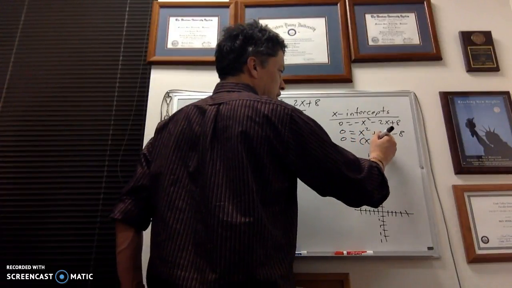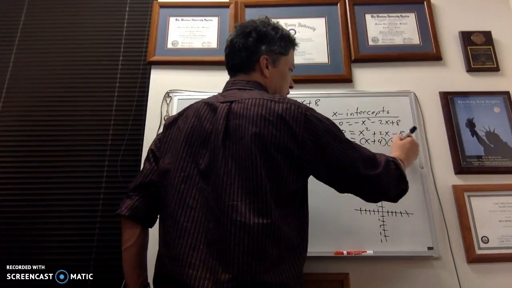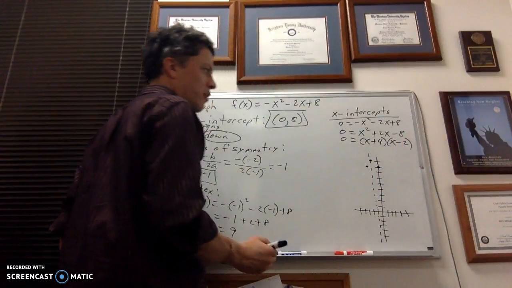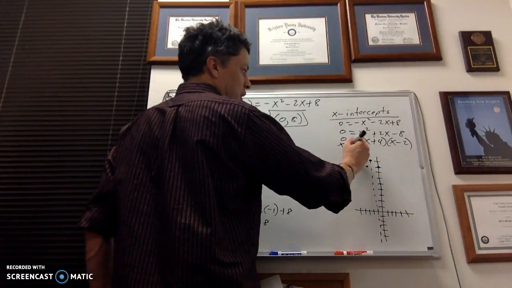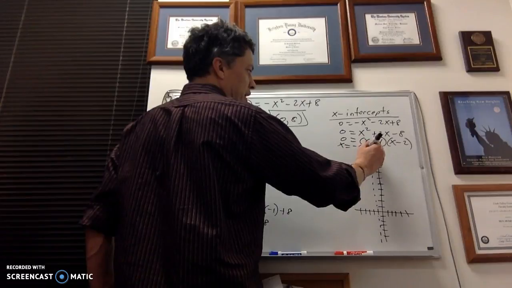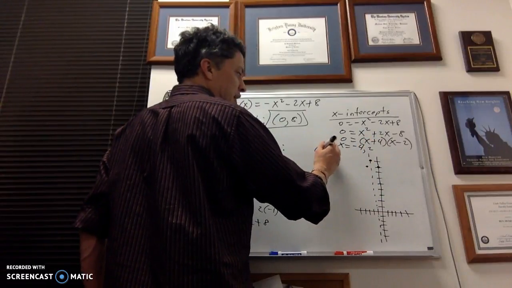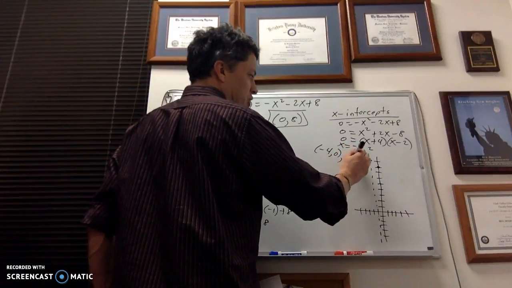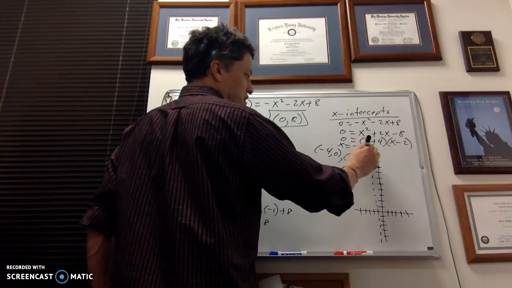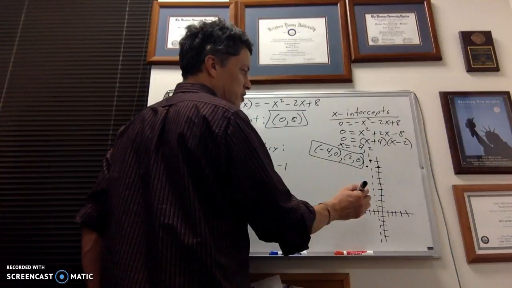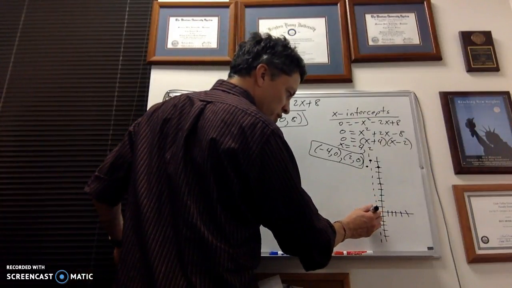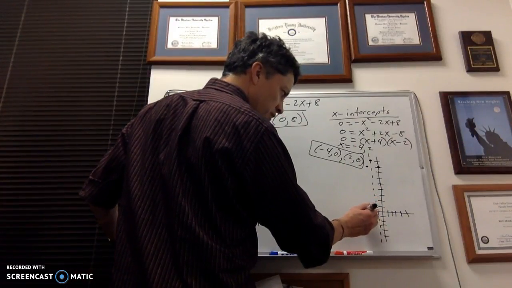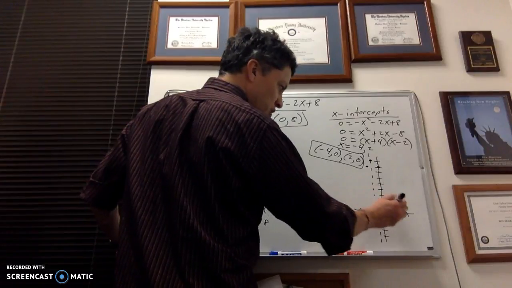All right. This factors really nicely. x plus 4 and x minus 2. So x will equal negative 4 and 2. Your actual x-intercepts, though, remember, are (-4, 0) and (2, 0). Okay, those are your x-intercepts. So (-4, 0) is 1, 2, 3, 4. And then (2, 0) is right here.